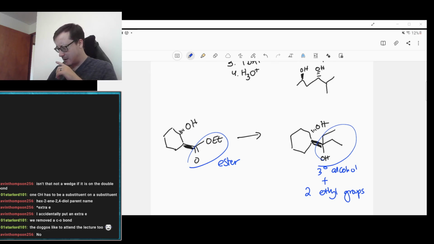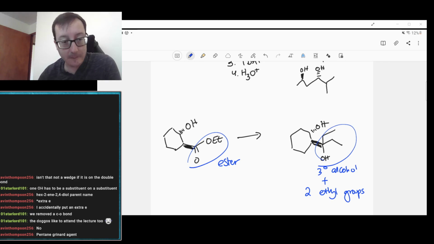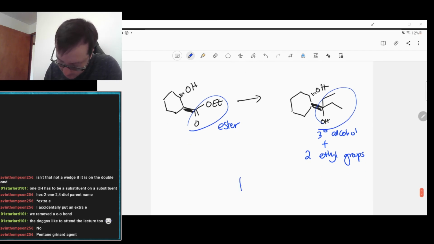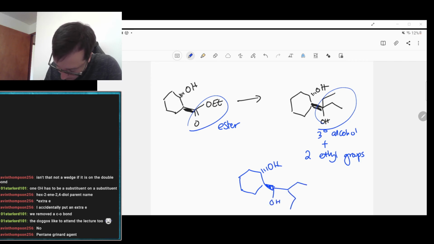Hold on, I'm going to sneeze. So we know that a Grignard reagent will add twice to an ester. If we did a pentane, Kevin, we would have, interestingly, we would have this, if we use the pentane Grignard reagent. Do you see why?